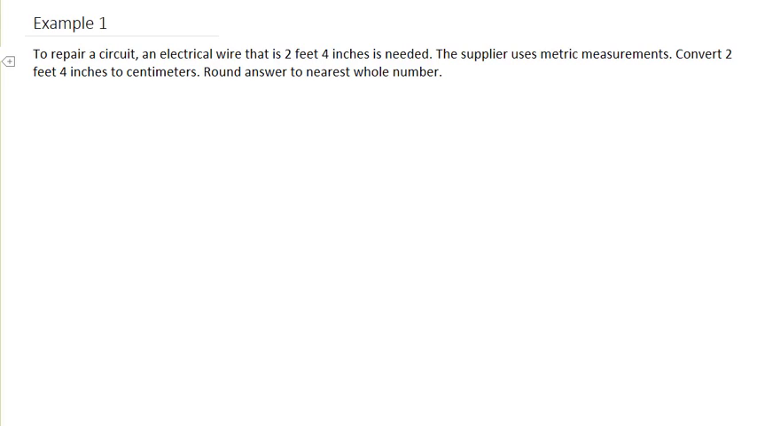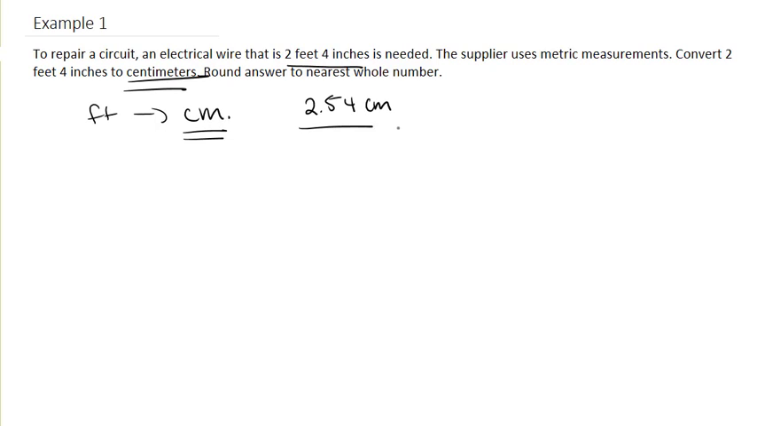So for this problem, we see that we have a mix of 2 feet and 4 inches, and we need to convert it to centimeters. So we have feet, and we need to go to centimeters. And so we would start thinking about how to get back to feet. So if we were to go from centimeters, we know that 2.54 centimeters is equal to 1 inch. Or you could write it as 1 inch over 2.54 centimeters. Those are the same thing.